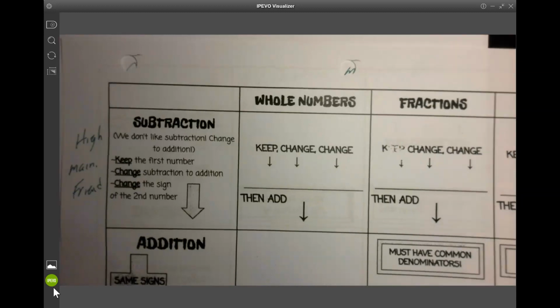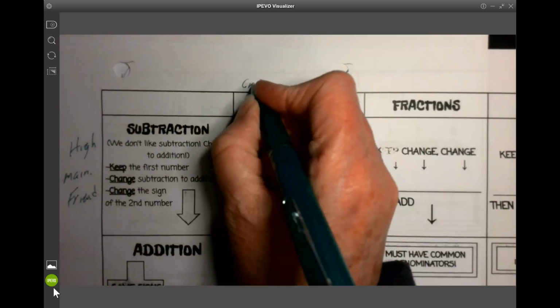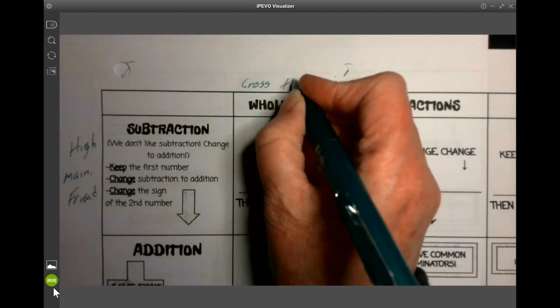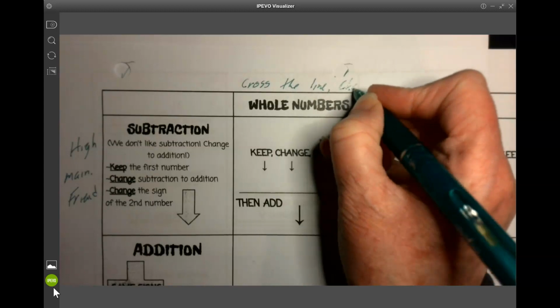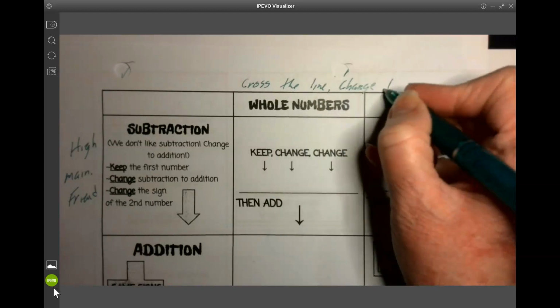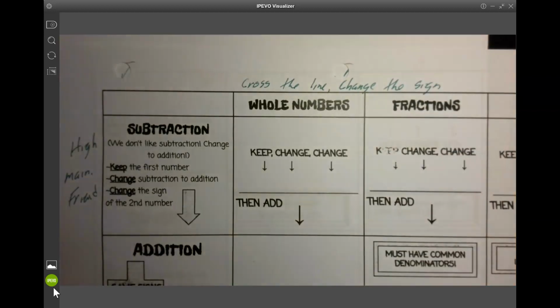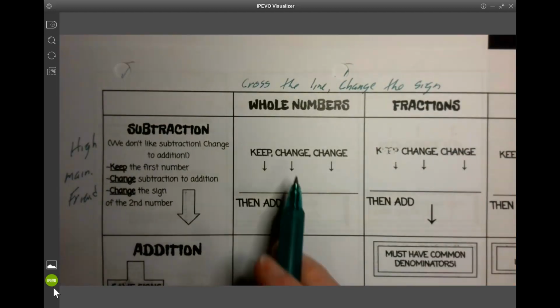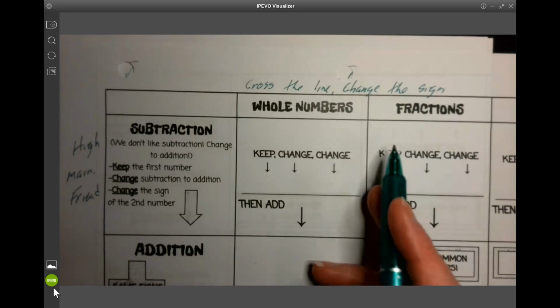Now, if you were in Mrs. Phipps' class, you would have learned that we want to cross the line and change the sign. So when it came to subtraction, we always cross the line and change the sign. Now the way this teacher explains it is we're going to keep change, which is great also.